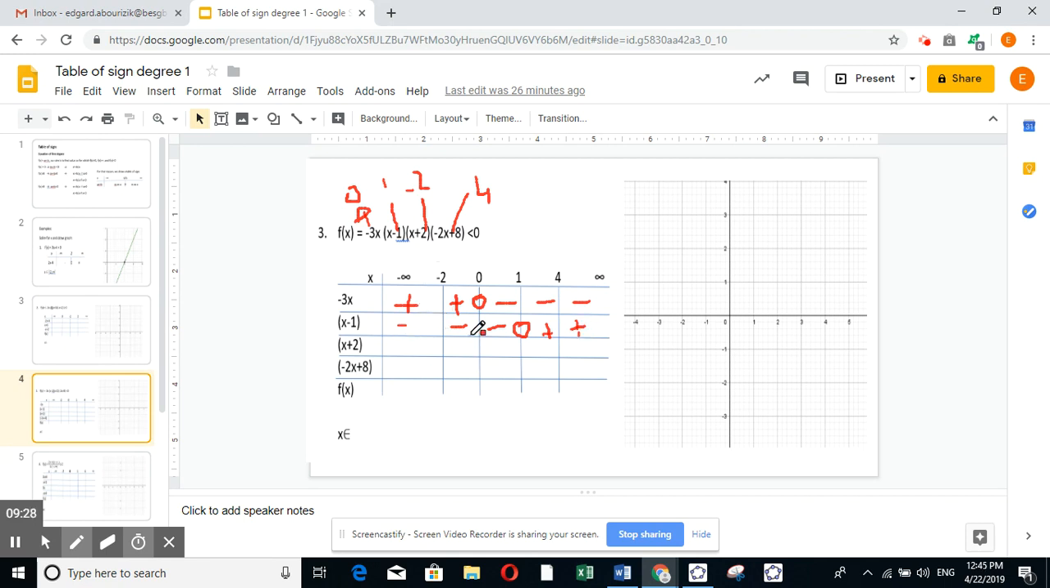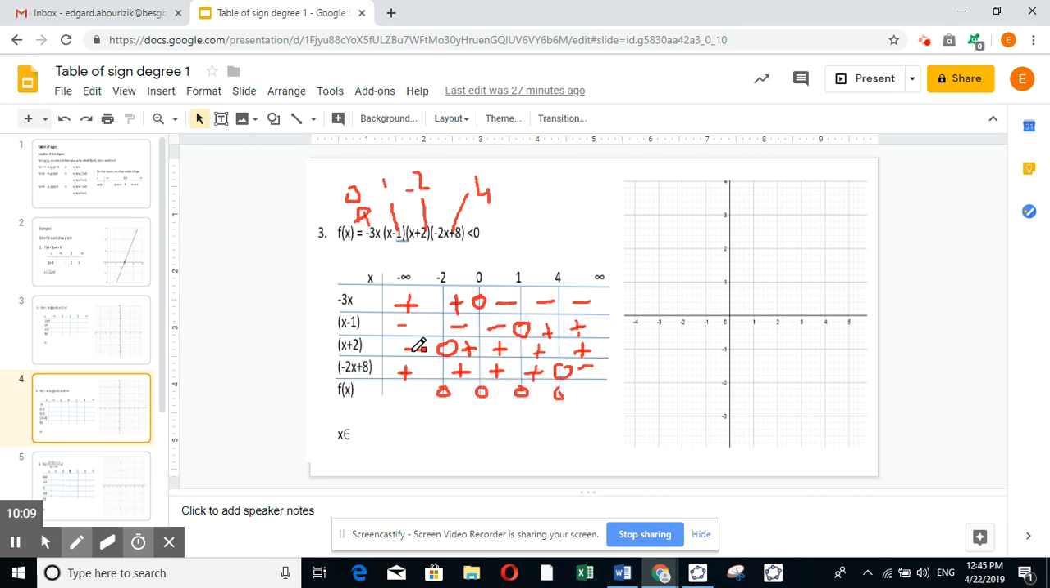The third one, x plus 2, the root is minus 2. Coefficient of x is positive, so opposite, then all plus. Minus 2x plus 8, the root is 4. So coefficient of x is negative, so plus, plus, plus, plus. When you reach 0, you switch. So I have f of x, this whole expression is 0 when one of the factors is 0. So I put 0 on all functions f of x.